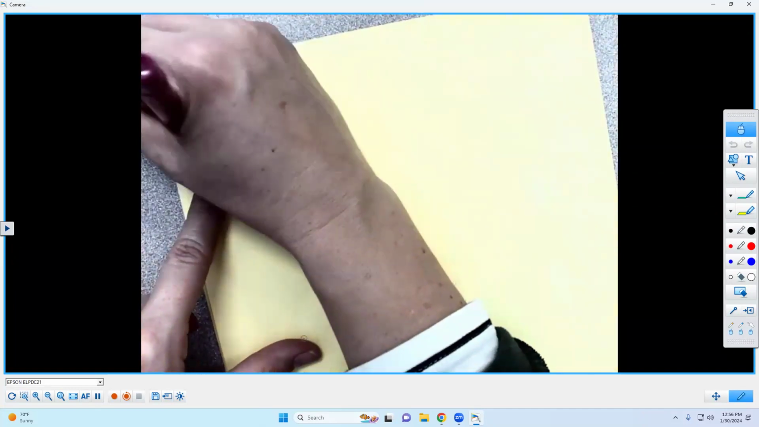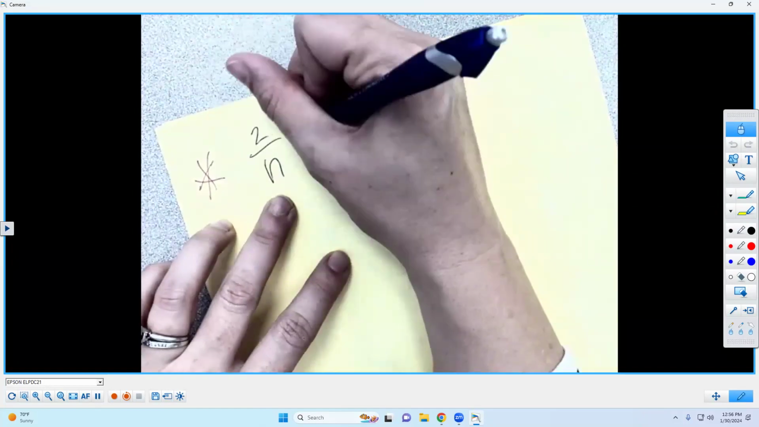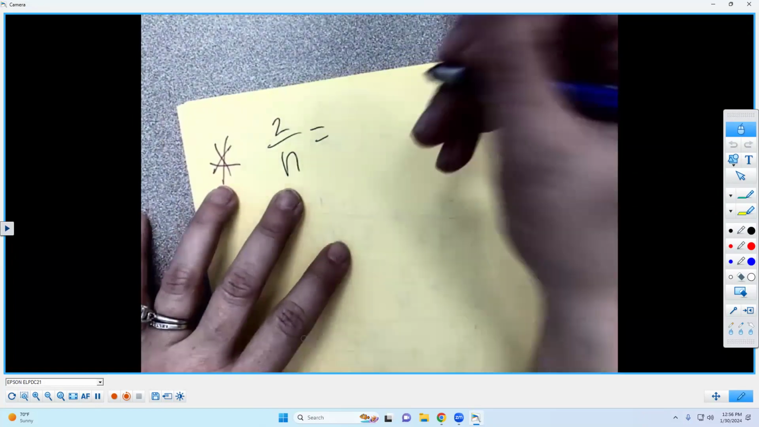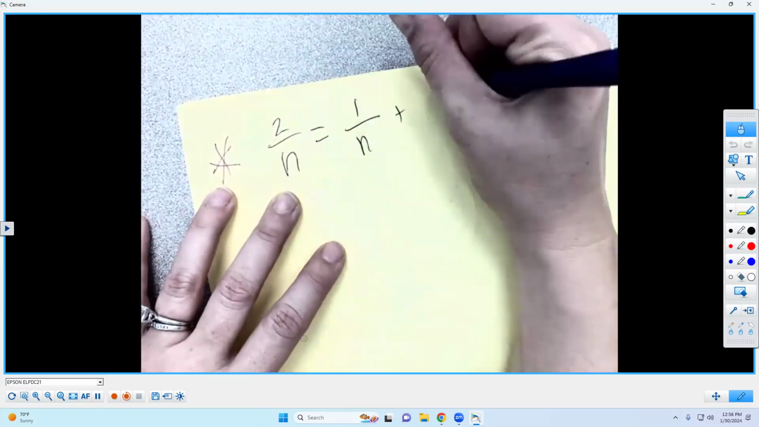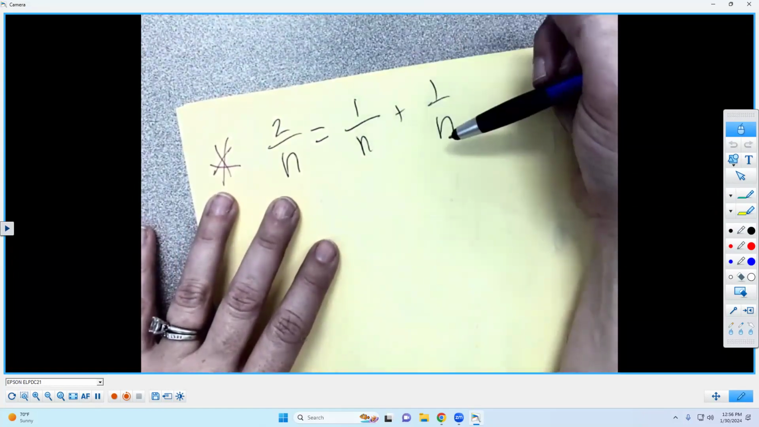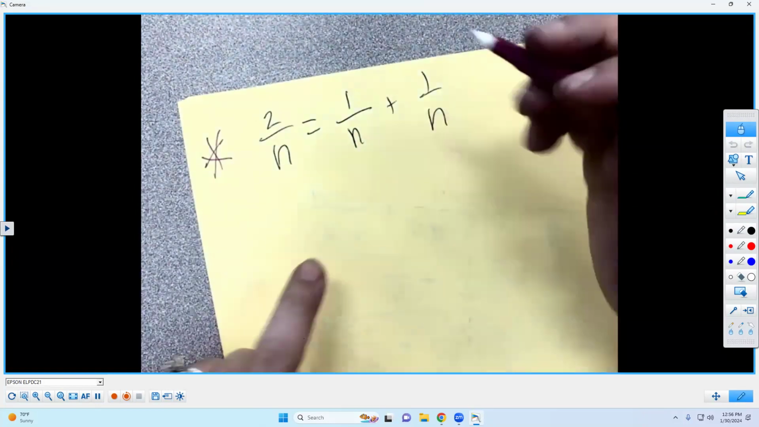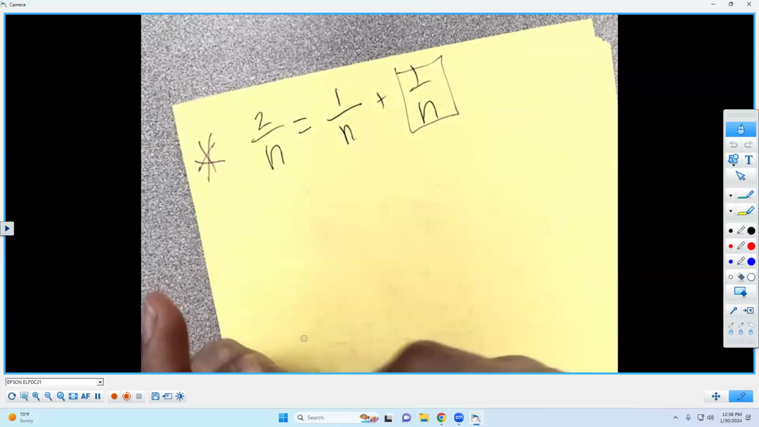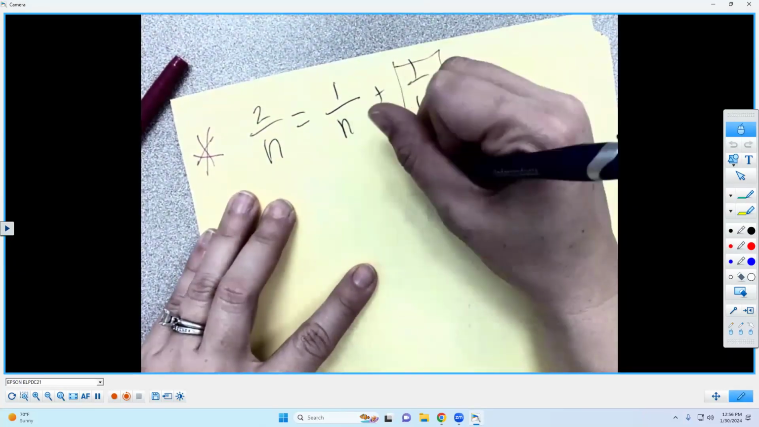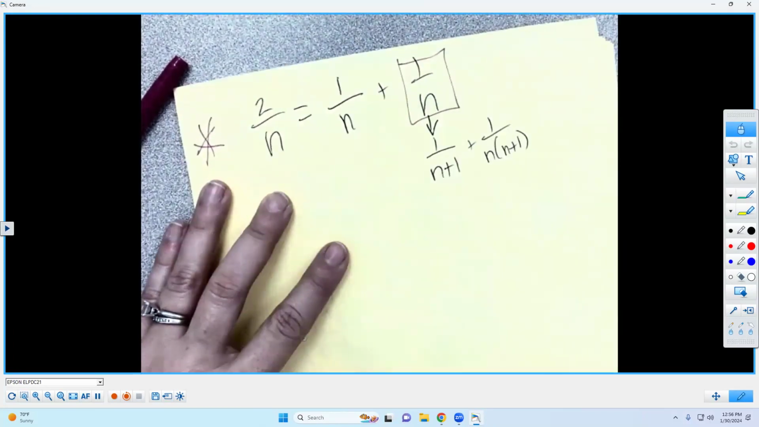So the other way of doing it would be 2/n. Think about that as 1/n plus 1/n. If it's 2/15, that would be 1/15 plus 1/15. Agreed. You're allowed to have one of those. This second one becomes the problem. Agreed. So you could take that second one and write it as 1/(n plus 1) plus 1/(n times (n plus 1)).